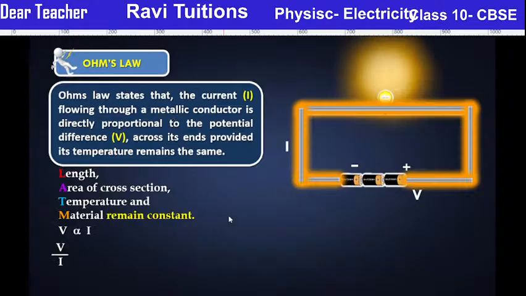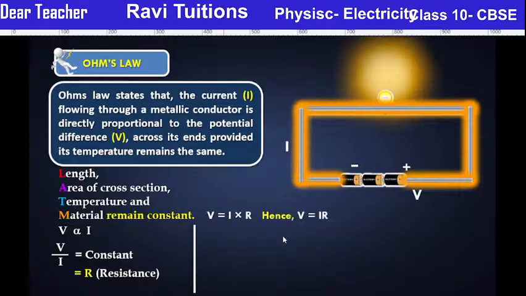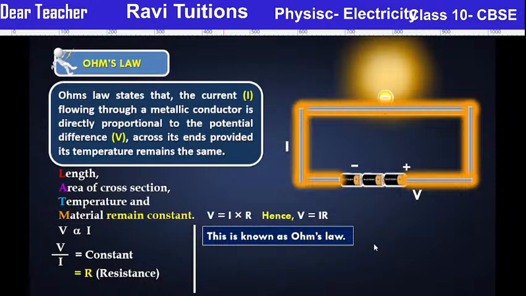V is proportional to I. V by I is equal to a constant. This constant is nothing but resistance. Okay. Resistance is nothing but the conductor given in the circuit. So finally, V is equal to IR. This is known as Ohm's law. Ohm's law relation is V is equal to IR. You remember it like this. It is the relation between V, potential difference, I, current, and resistance R. Resistance is common in the circuit when you are applying it. So this is Ohm's law.